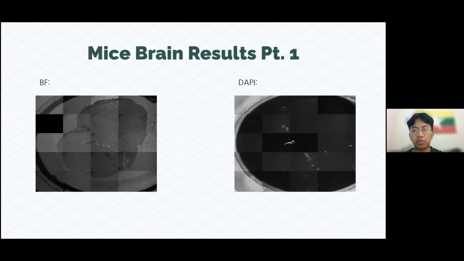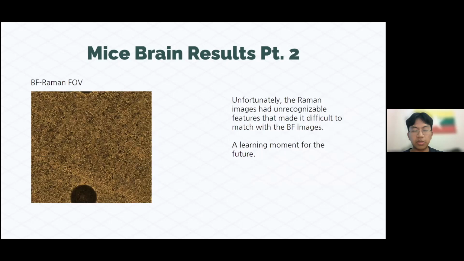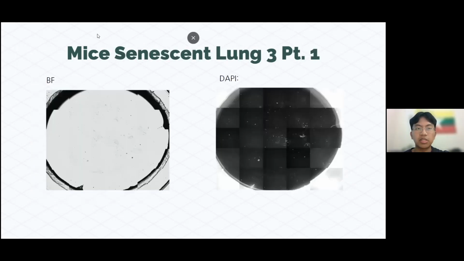Some are more fragile, which I learned from examining the lung tissue as well. And so this is the mice brain result, and this shows the bright field from the Raman field of view. Unfortunately, I was not able to get any Raman images because the Raman images had unrecognizable features, which was also a learning moment for the future. From that point on, we usually took the field of view from a corner, usually the right corner, to make sure that we did get accurate images.